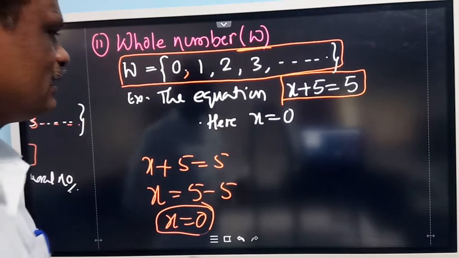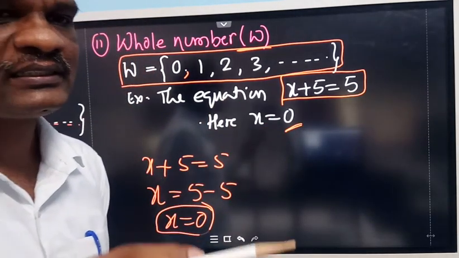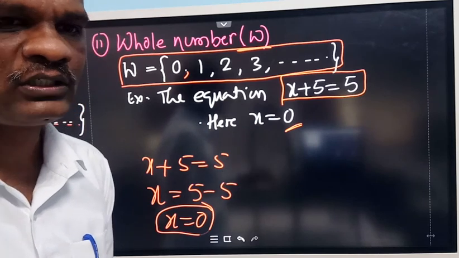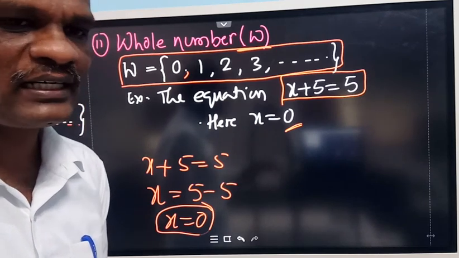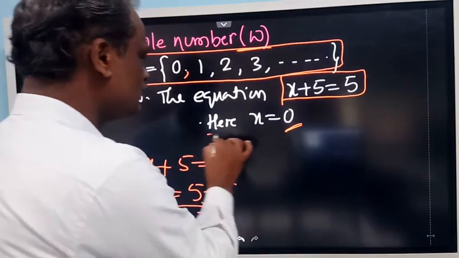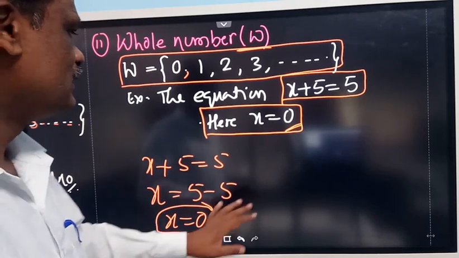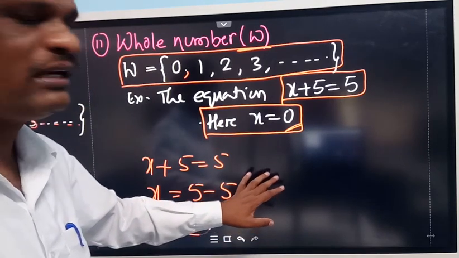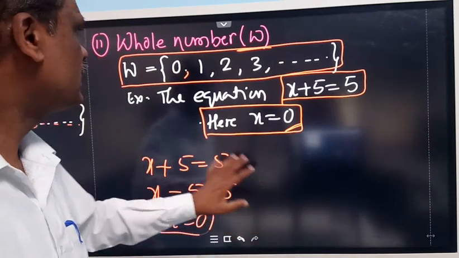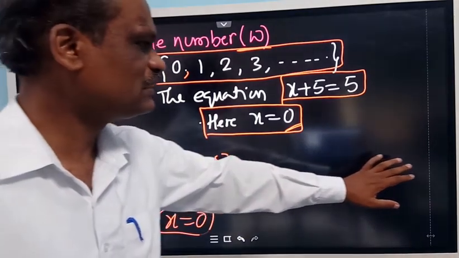0 is the number used to represent nothing. If there is no money with you, then we say 0 amount. If there is no cattle in your home, then 0. So this is used to represent nothing. You can see so many examples in our daily life where we use 0. So let us recall all that you have learned in class 7th or 6th itself.